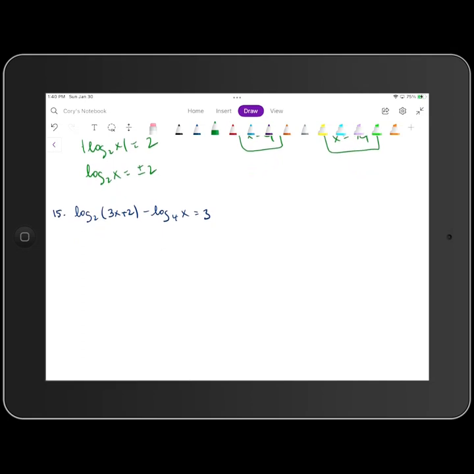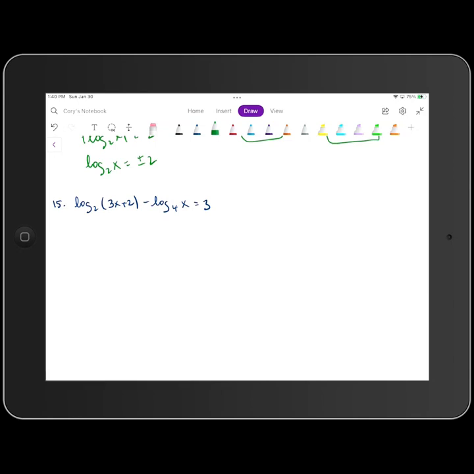Okay, on to number 15. So we've got 3 more examples to do. So for 15, we have the log base 2 of 3x plus 2 minus the log base 4 of x is equal to 3. And no, that's not a typo. That's correct. I want those two log bases different.